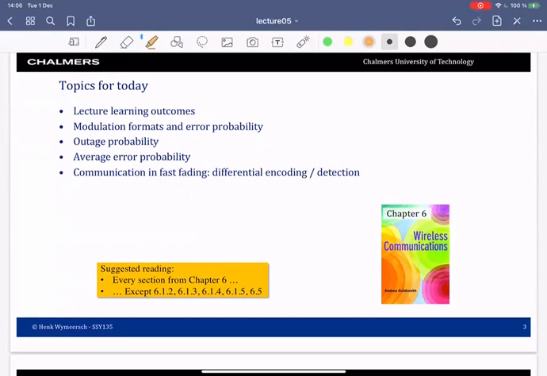The material for today can be found in the textbook in chapter 6, where I suggest that you read every section except the highlighted sections here.